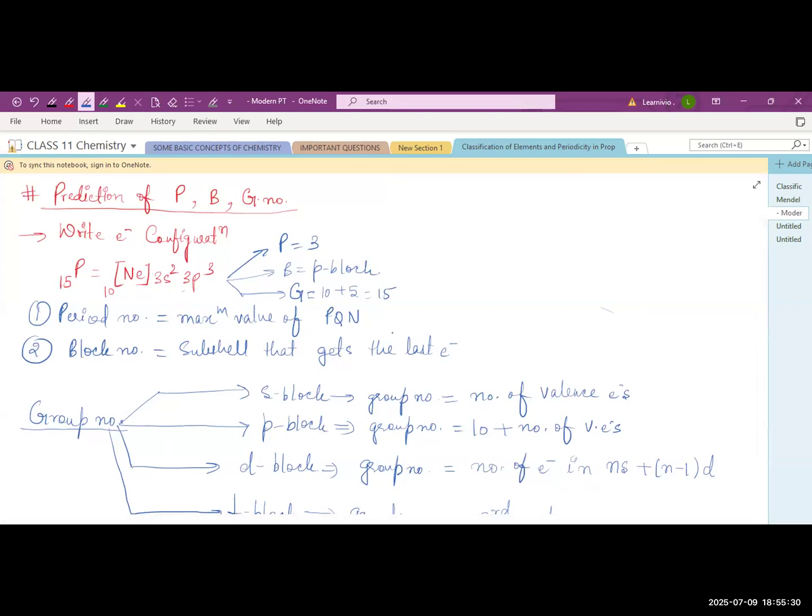First, always write down the electronic configuration. If you know the atomic number, that's why in the first class I told you to remember the atomic numbers till 30 elements, because it's very important.